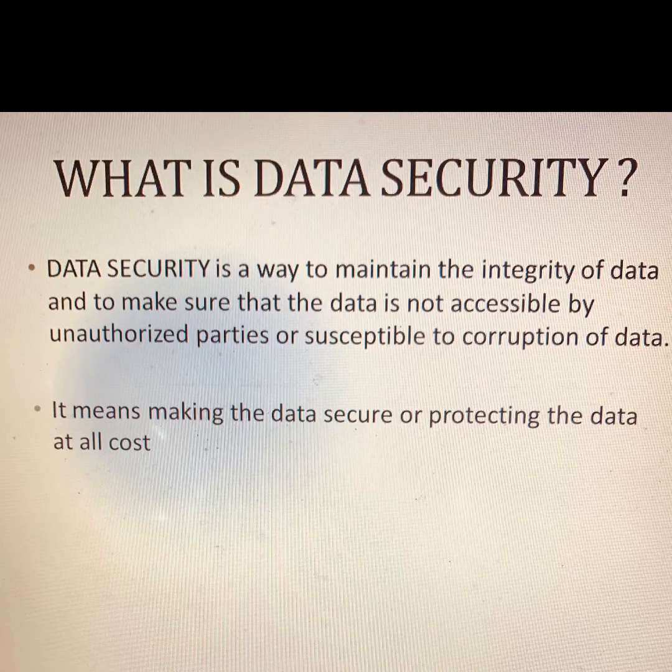So data security, what is data security? Data security is a way to maintain the integrity of data and to make sure that the data is not accessible by unauthorized parties or susceptible to corruption of data. In simple terms, it means making the data secure or protecting the data at all costs.